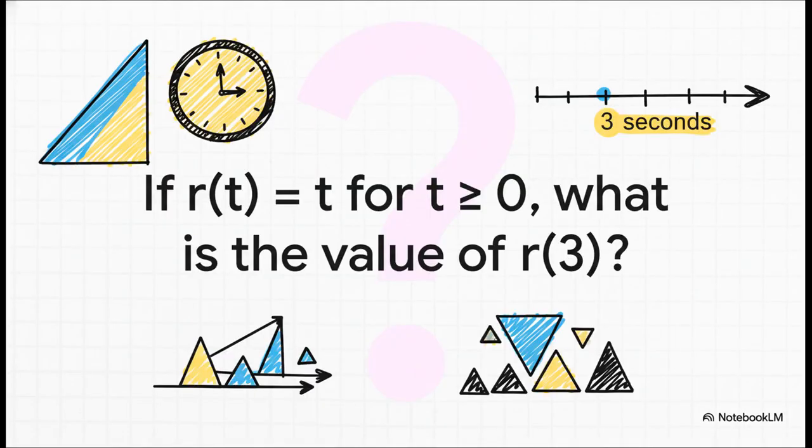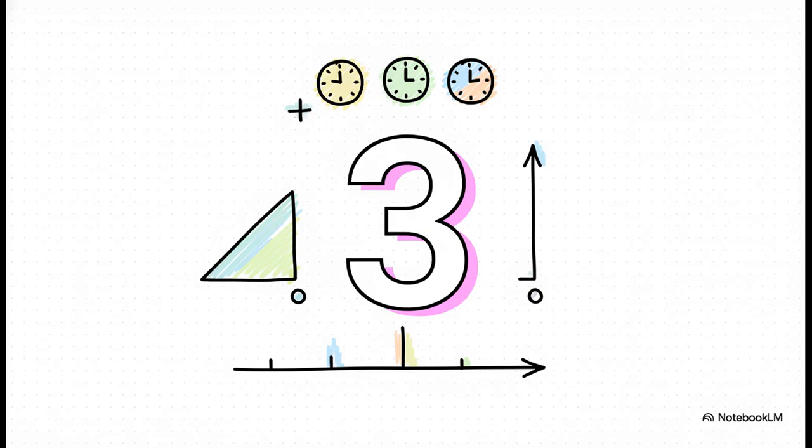So, with that definition in mind, let's try a quick one. If our unit ramp signal has been running for 3 seconds, what would its value be at t equals 3? It's just 3. You got it. Since we're at a positive time, the rule is simple. R of t equals t. So the answer is just 3.